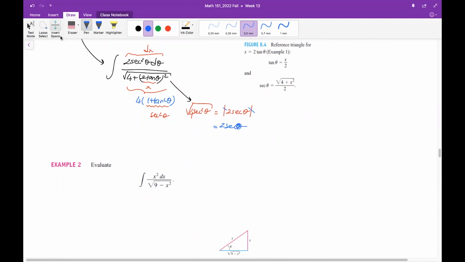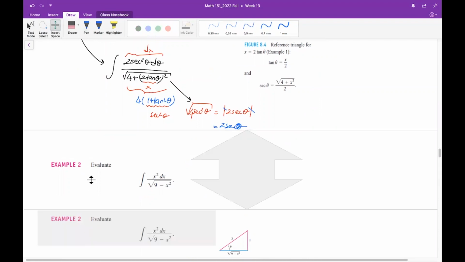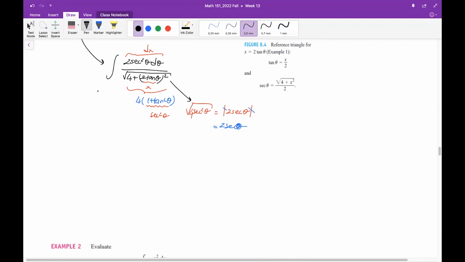So what do you have for your integral then? Let's rewrite the denominator as it is. What we have at the denominator is just 2 secant theta. Then you have very nice simplifications so that the integral looks like this now: the integral of just secant theta d theta.